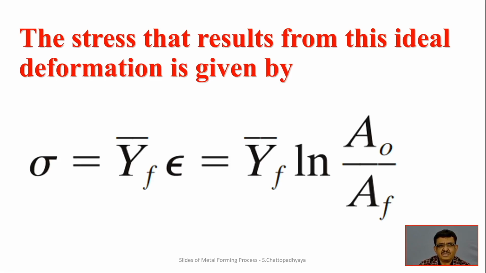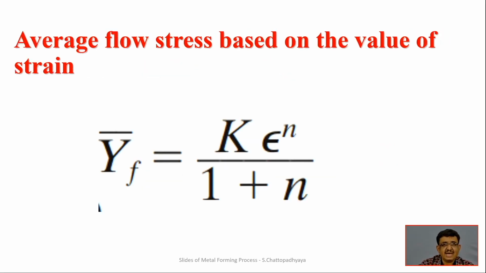The ideal deformation is given by the stress, represented by sigma, equal to Y suffix f bar into epsilon, and Yf into epsilon. And what is epsilon? Epsilon is the strain, and that is ln of A0 by AF. So, that comes out to be in that equation, very easy to understand. And once it is done, then we can go for the next one, and that is the average flow stress. That we have to know, what is the average flow stress based on the value of the strain.